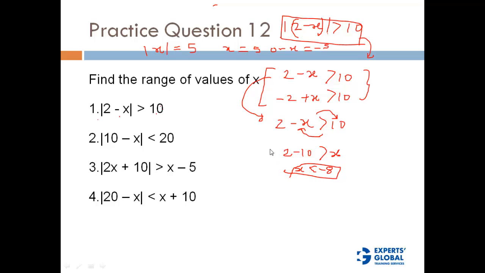Correct? Second one, what does it tell us? It tells us that minus 2 plus x is greater than 10. So minus 2 from the left hand side we take to the right hand side. So we get x greater than 12.